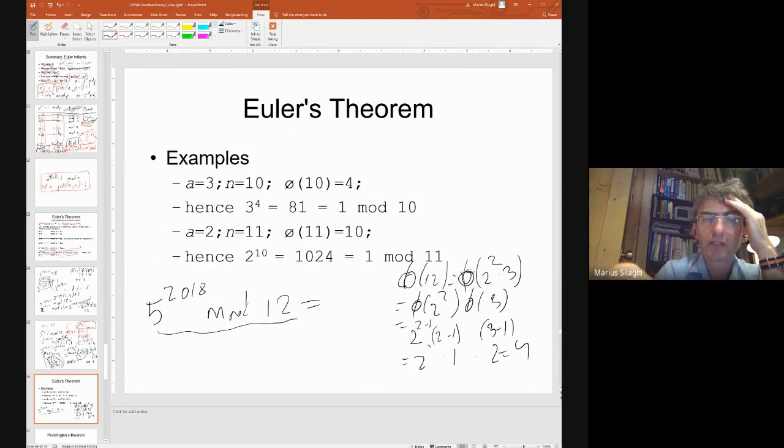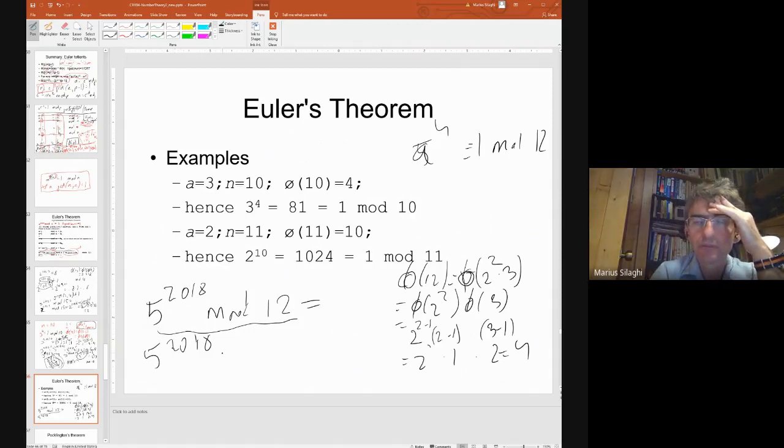Okay, so Euler totient is 4. So again, Euler's theorem says that any number a, including 5 at power 4, will be congruent with 1 mod 12. So you say 5 at power 2018. Now, can you go further? You know that at power 4 it's 1. You have to decompose this.